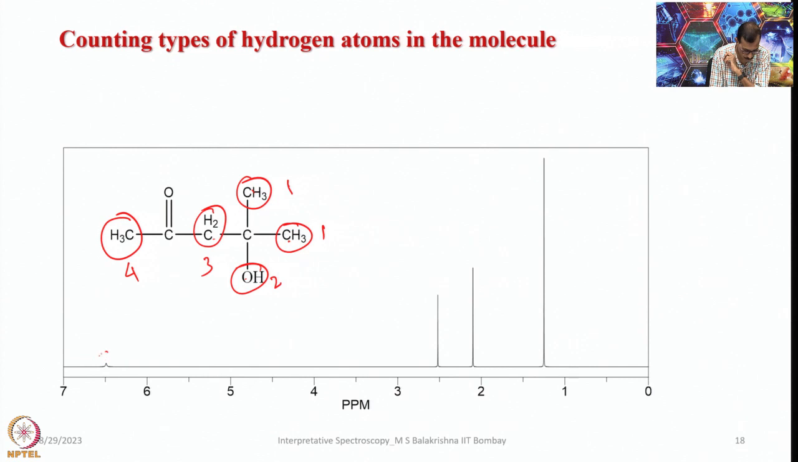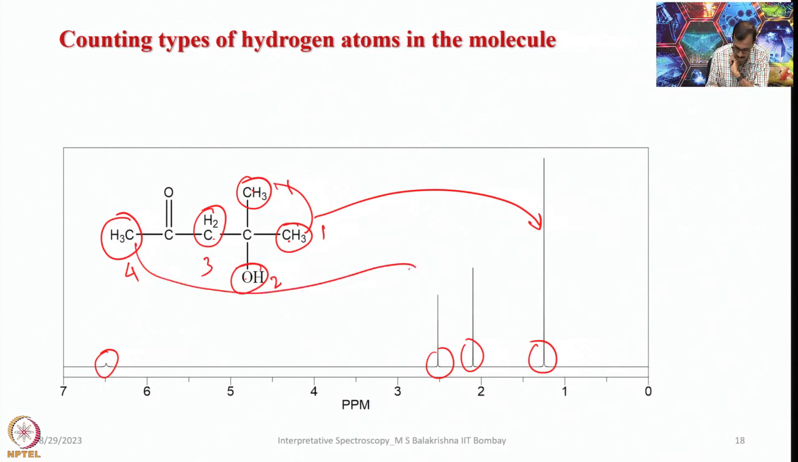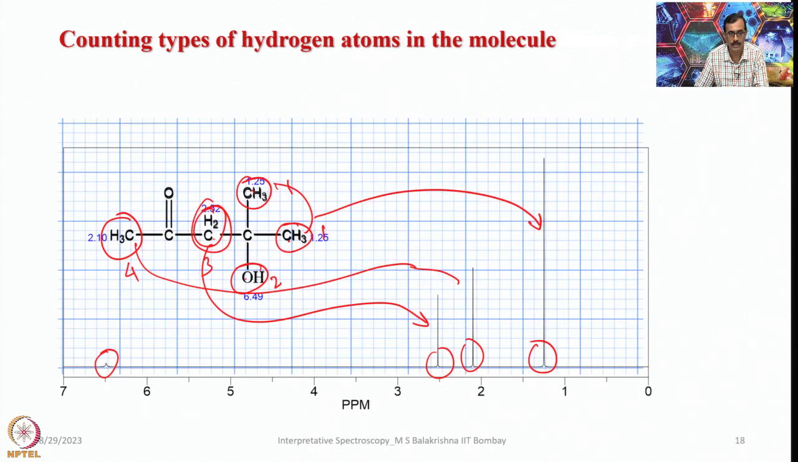Four types of groups are here, and we should have four signals. Of course, one here, one here, one here, one here. Just by looking at the intensity, we should be able to tell which signals correspond to which groups. CH3 will correspond to this one, and CH2 to this one. So simply by intensity you should be able to tell. And the values are there, so you can clearly see where exactly these signals are located. And this is the integration.